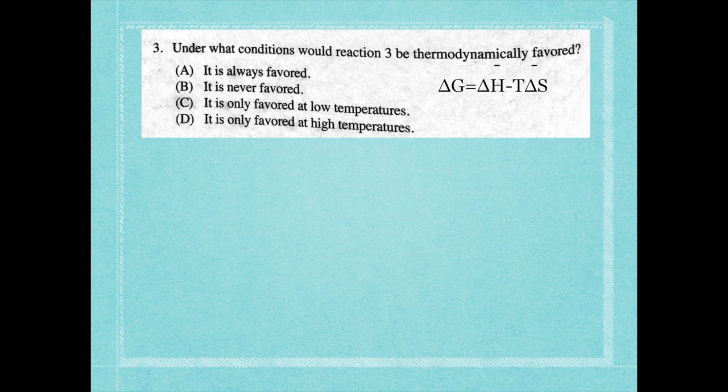So keep in mind, since I want delta G to be negative, delta H is negative, awesome, that's fine. But be careful, because since your delta S is negative, the minus and negative cancels out and makes it positive. So in order to make sure that delta H has a greater impact, you need to make sure that your T is going to be as small as possible.